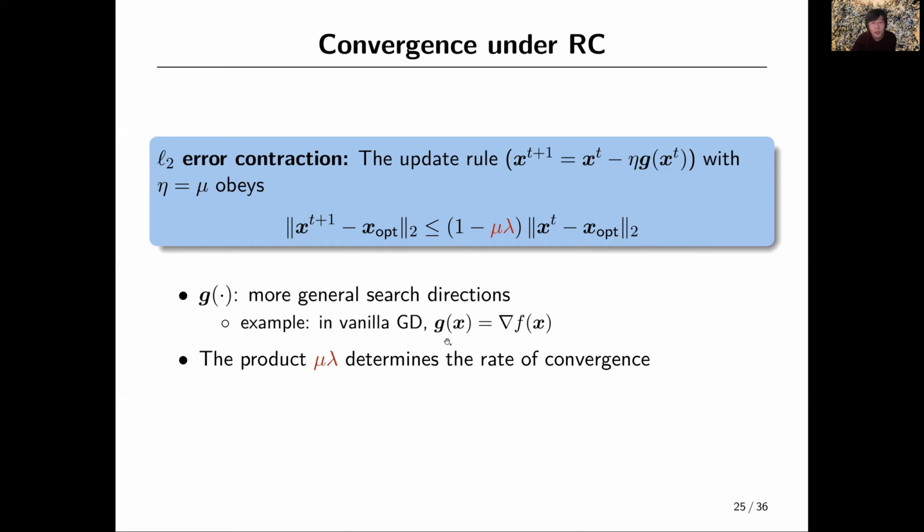Okay. And again, the product determines the rate of convergence. In order to achieve epsilon accuracy, the iteration complexity depends on 1 over mu times lambda.